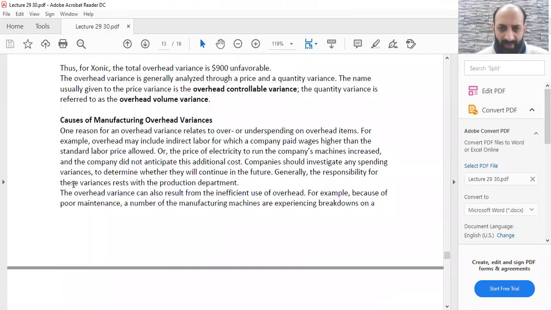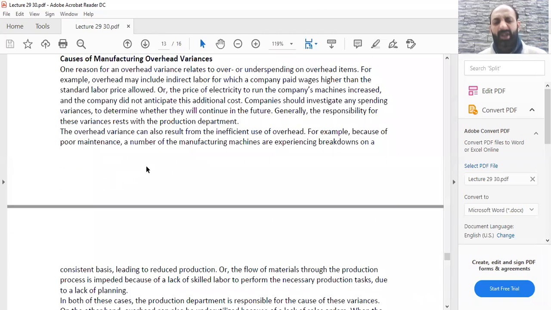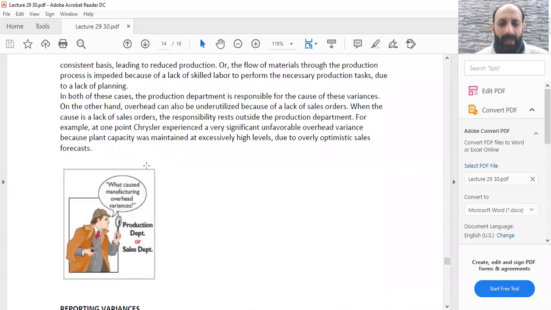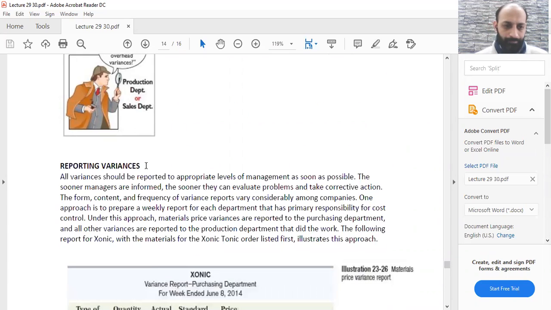Now, the causes of manufacturing overhead variances: here you should know what the reasons were in the production department. It could be that there was a sudden increase in expenses like electricity rates. So you have to look at all the departments. Then you also have to investigate the sales department. How did they perform? What exactly were the reasons that led to the increase in manufacturing overhead expenses?